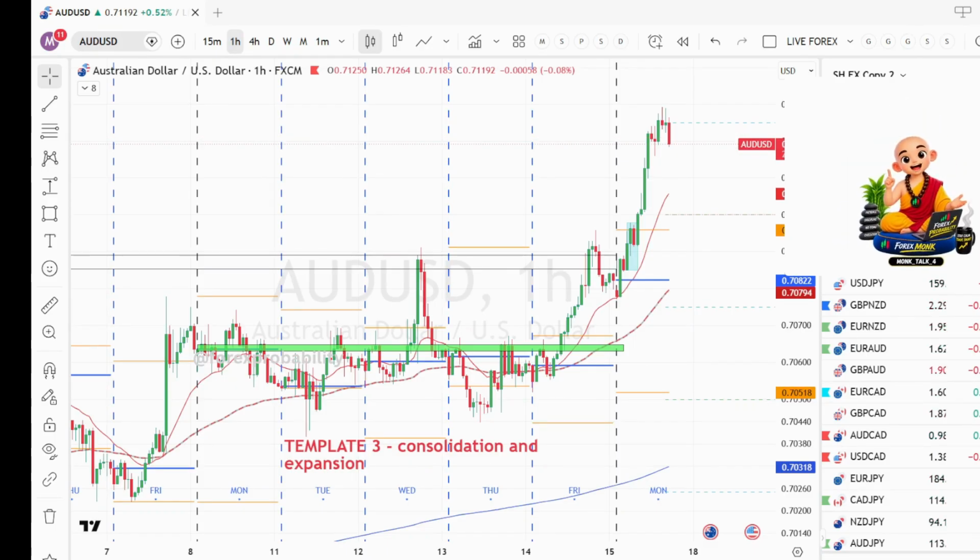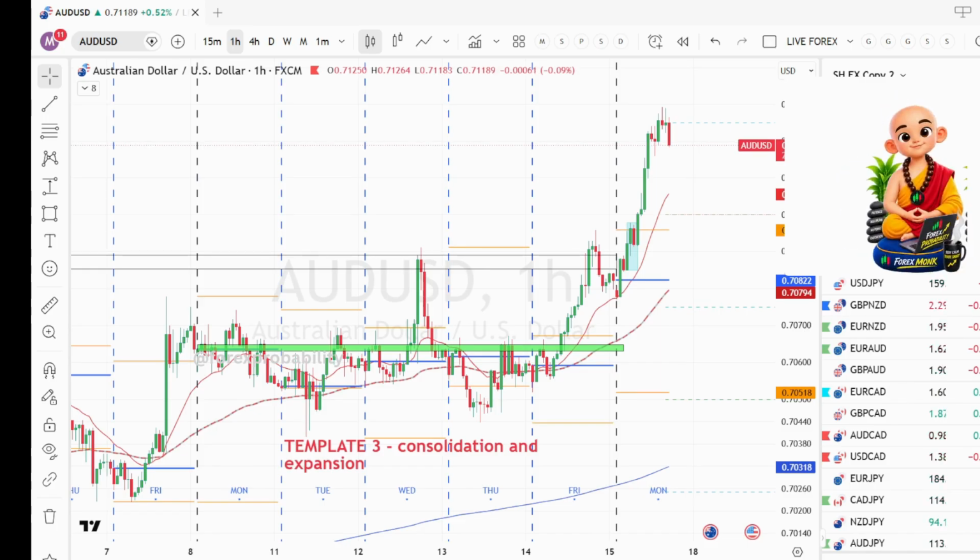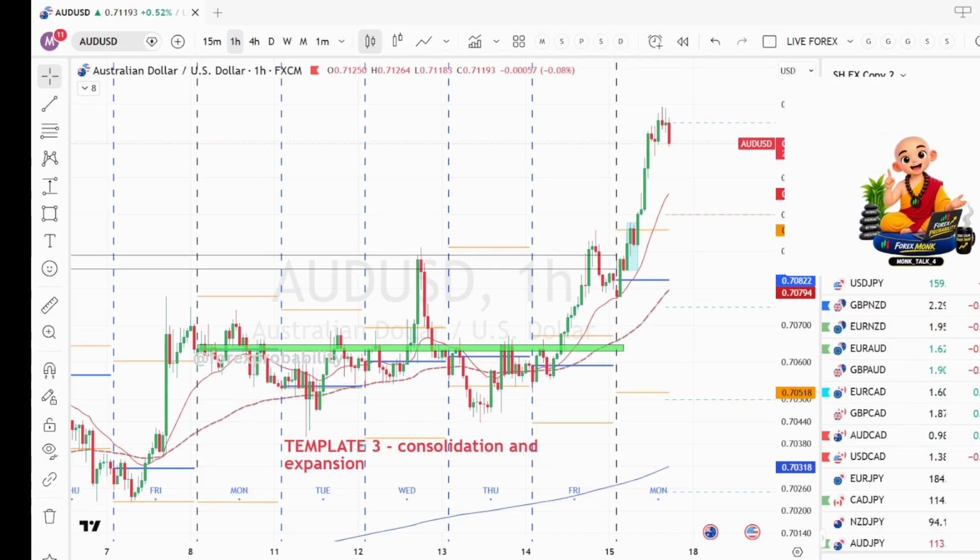Don't confuse the template with a prediction. One important point. The weekly template is not about saying the market must go up this week, or the market must go down this week. Markets don't work that way. The template is simply a way of organizing what price is doing. You are observing the market, rather than forcing your prediction onto it. And that's a major difference between prediction and preparation.